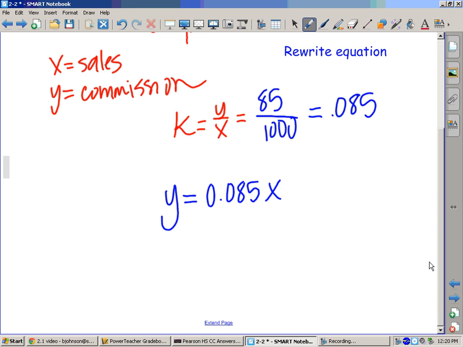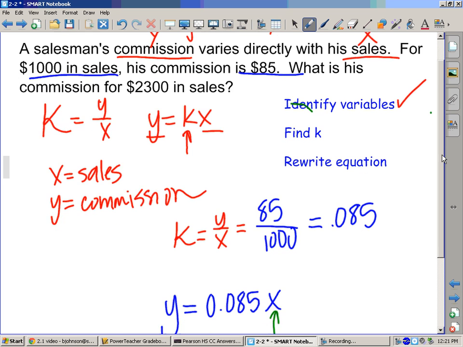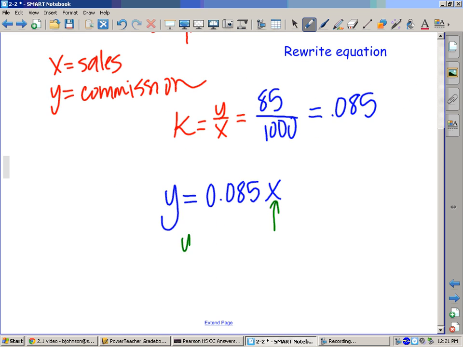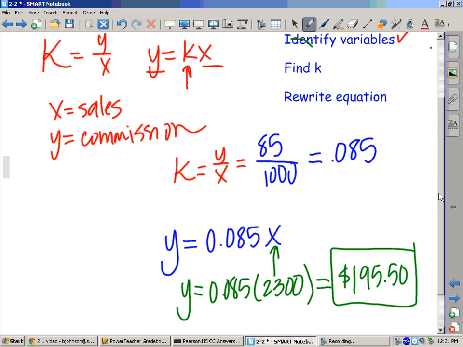Okay? We can plug any amount in for our x value, and it would tell us what his commission is going to be. So the last sentence they ask, what is his commission for $2,300 in sales? So we'll take 2,300 and plug it in there. Just multiply those two numbers together, and we get $195.50. That's how much he makes. So we really were asked to do two things. We had to find that total number, but we also found the k, or the formula that works for the situation. And I think that'll do it for our direct variation lesson here.